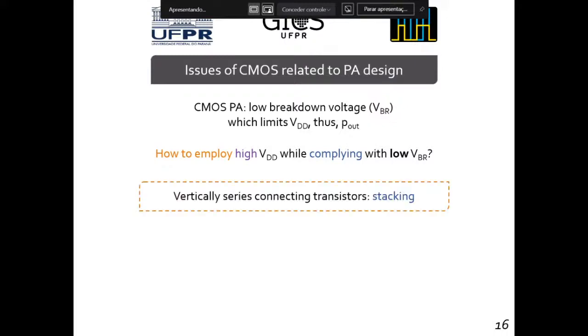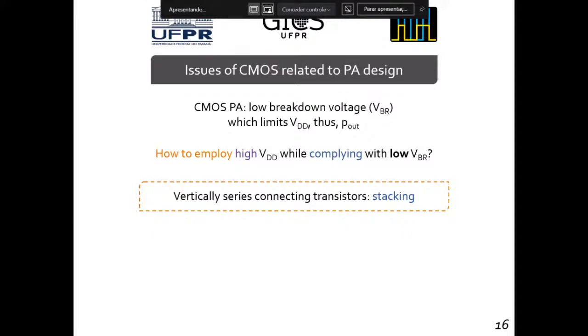Apart from the architectural aspects of the multimode power amplifier, CMOS power amplifiers, in specific, have to deal with an issue which is intrinsic to this process, low breakdown voltage. The CMOS process has low breakdown voltage, which limits the supply voltage and thus the output power capability of a power amplifier. So how to deal with this issue? How not to limit the output power due to the low breakdown voltage?